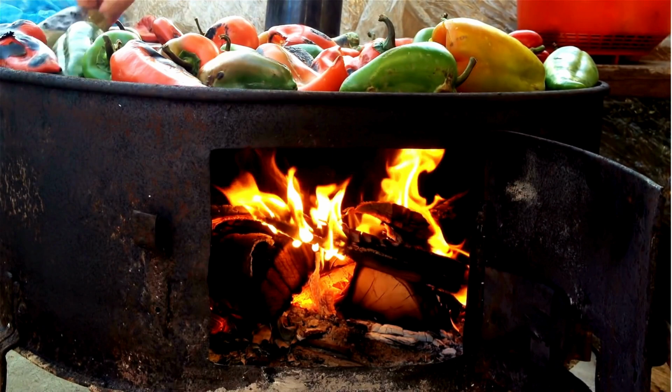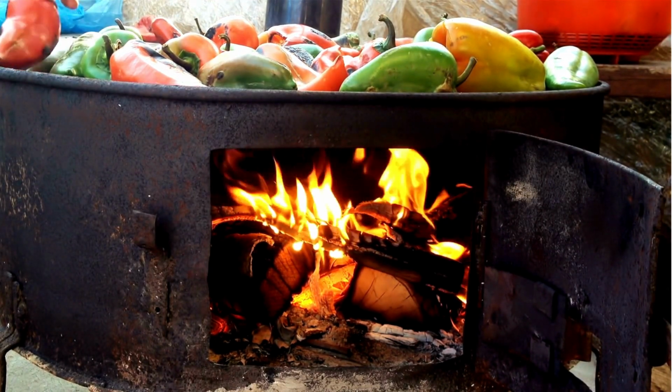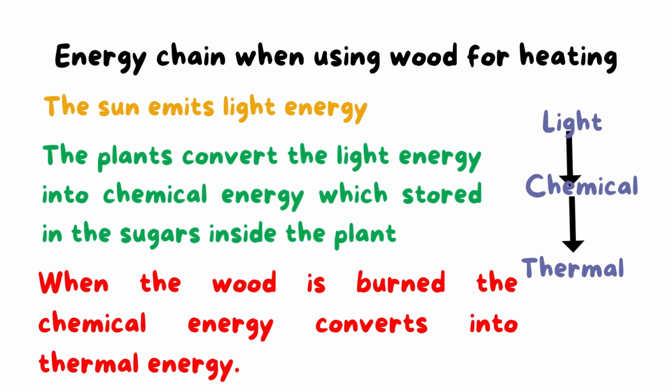Okay, so we can summarize what we said. In the energy chain, when we use wood for heating, the sun emits light. The plant converts the light energy into chemical energy, which is stored in the sugars inside the plant. I want you to know that the plant makes its own food, which is sugars, and the chemical energy is stored in these sugars.